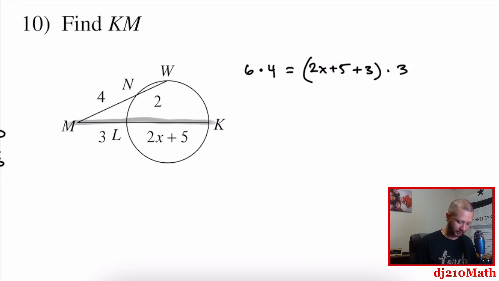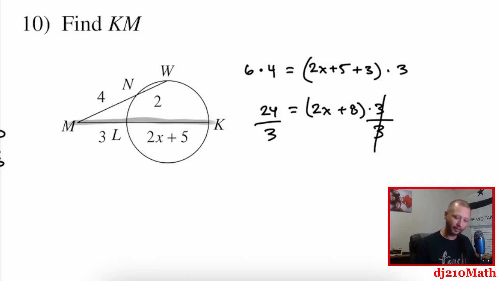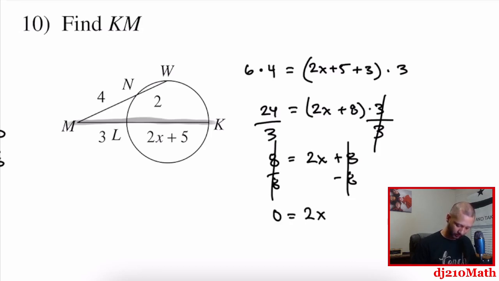So simplifying this, this is going to be 24. It's going to be (2x + 8) times 3. Okay, solving for x, we're going to divide both sides by 3. This is going to be 24 divided by 3 is 8. 2x + 8, minus 8, minus 8. So 0 is equal to 2x. So if you divide both sides by 2, x has to be 0.